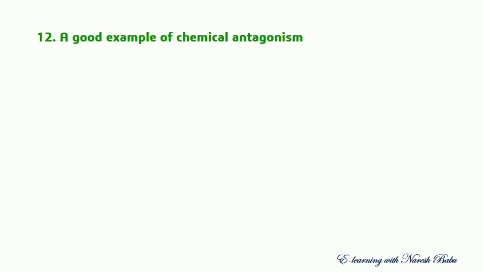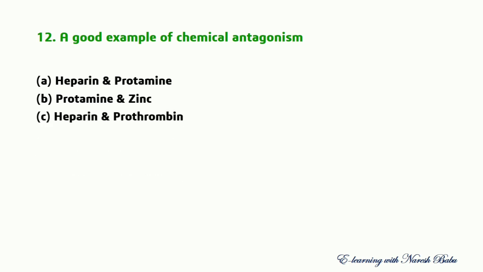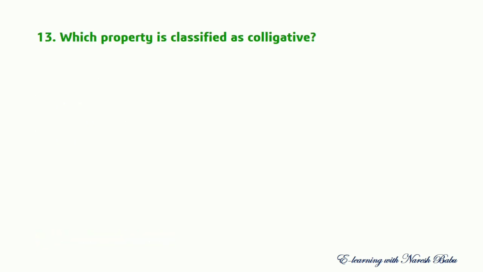So next question, a good example of chemical antagonism. Here you can see the options: heparin and protamine, zinc, heparin and prothrombin, and all the above. Among these options, chemical antagonism can be observed with heparin and protamine. So the answer is A.